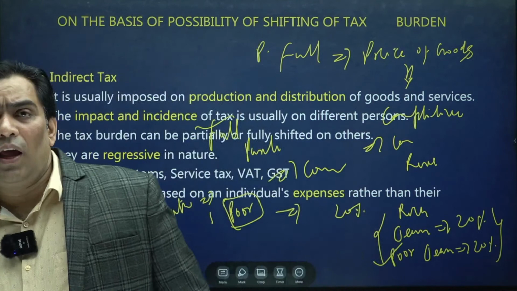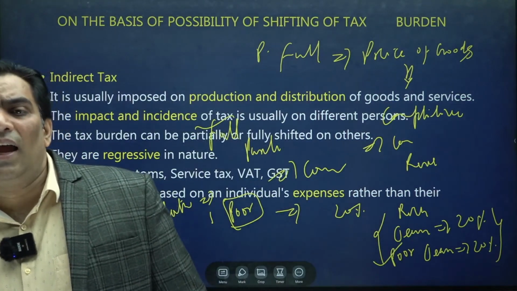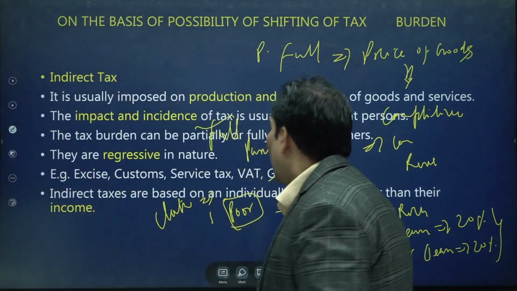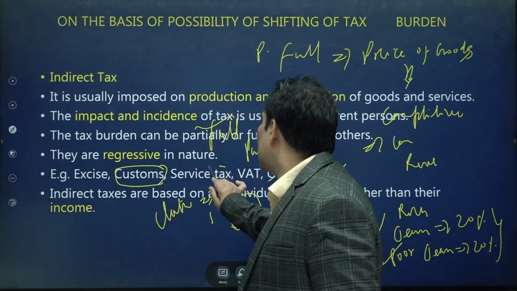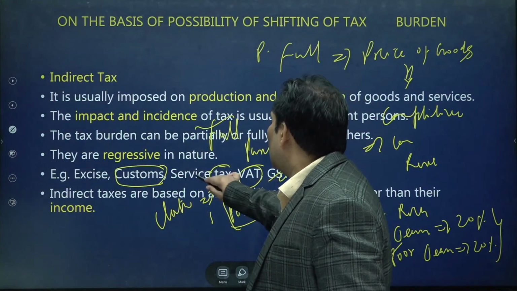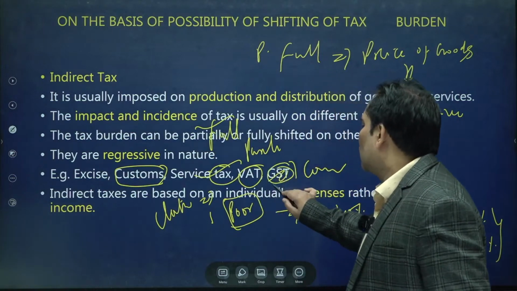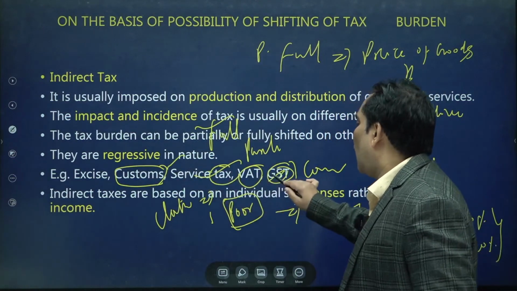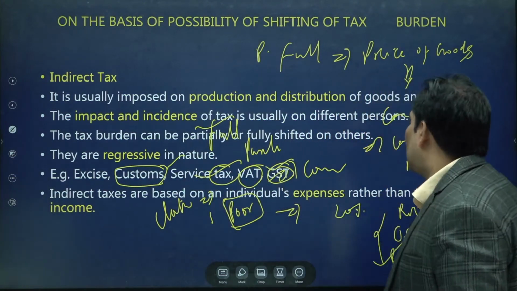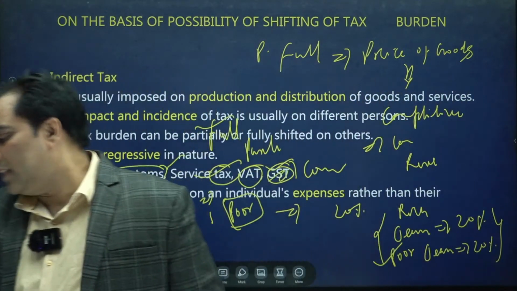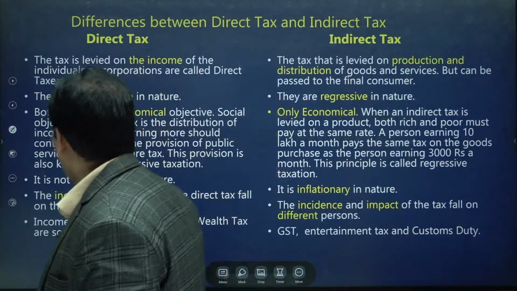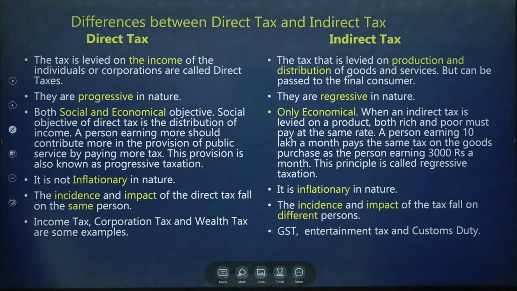Okay, now we are going to proceed further. What are the examples of indirect taxes? It may be customs duty. Service tax and VAT are already consumed under GST. So GST and customs duty are examples of indirect taxes. Now we are going to discuss the difference between direct tax and indirect tax.